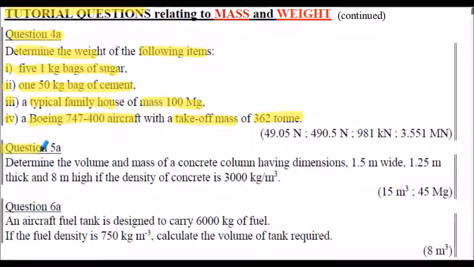Question 5a, we're asked to determine the volume and mass of a concrete column which has dimensions 1.5 meters wide, 1.25 meters thick, and 8 meters high. So it's a rectangular column. We're given the density of the concrete and it's 3,000 kilograms per meter cubed. And question 6, an aircraft fuel tank is designed to carry 6,000 kilograms of fuel. If the fuel density is 750 kilograms per meter cubed, we've got to calculate the volume of the tank required.